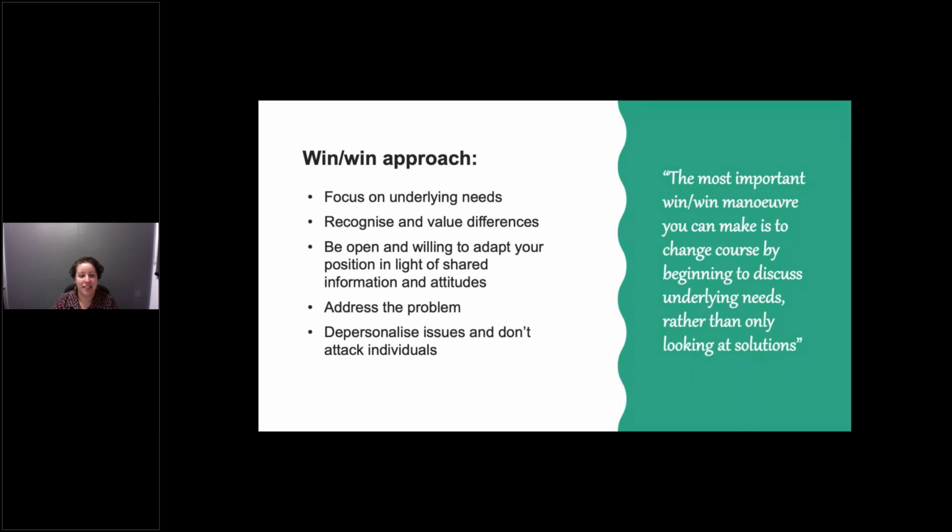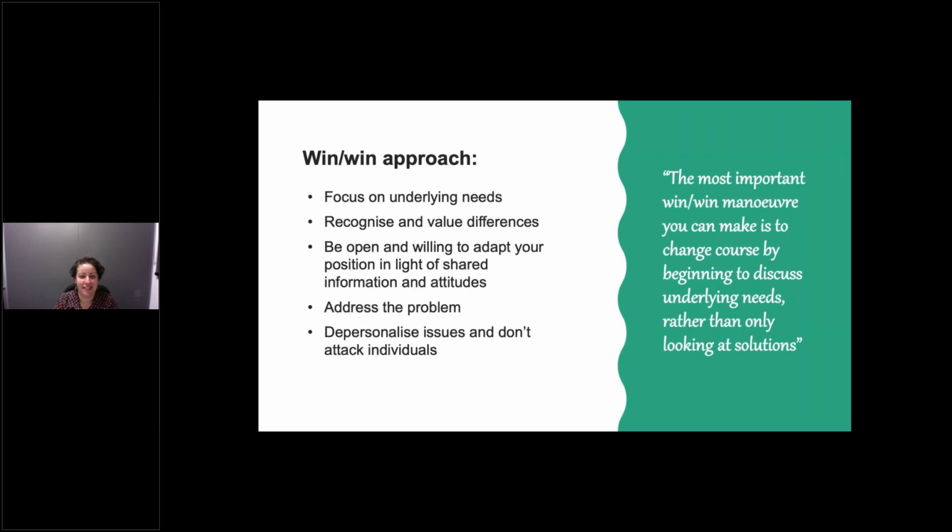In order to do this, you need to focus on people's underlying needs, not just what they say initially, but their deeper concerns. So try to get to the heart of what the issue might be if someone's disagreeing with somebody else. Recognise the fact that people do have different values, and we all have something positive to contribute from our own positions and perspectives. Be open and willing to adapt your position. So if a committee member disagrees with you, and after a while you hear different perspectives, be open to changing your position.